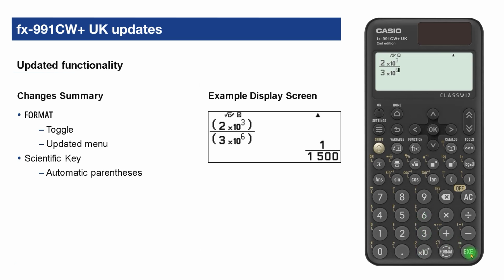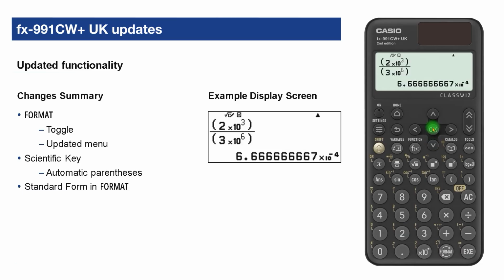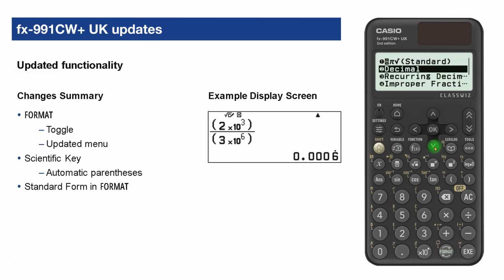The calculation now includes parentheses, clearly indicating the calculation that has been performed, which will prove useful if either the numerator or denominator have more than one value. As well as adding recurring decimals to the format menu, ENG notation has been updated to standard form. This now allows true standard form representation of calculated values, which can also then be presented as a recurring decimal.